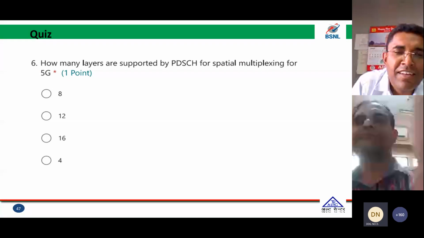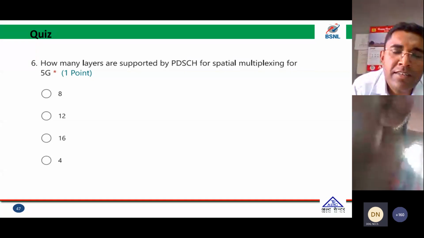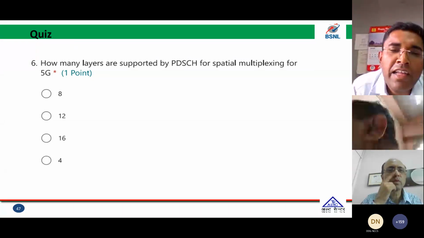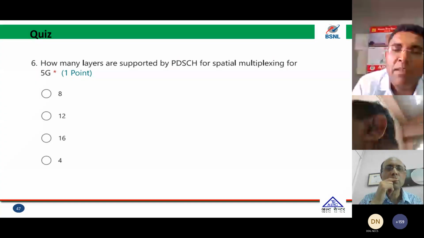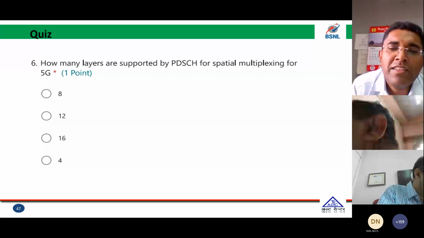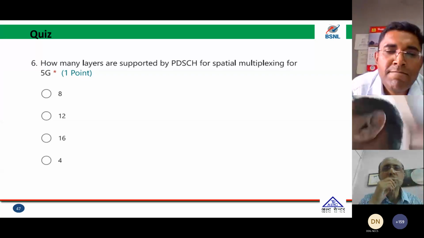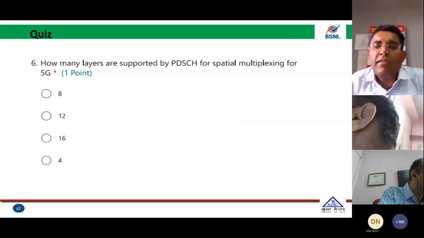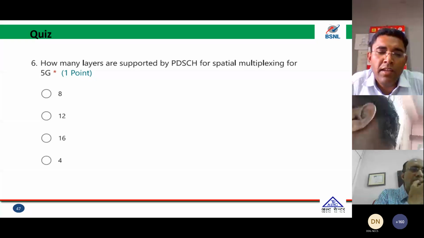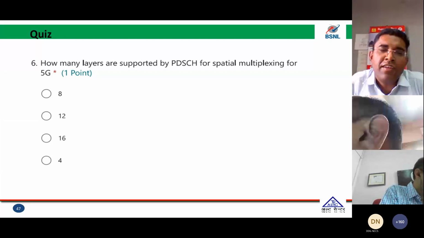Thanks, sir. Now there are 2 or 3 quizzes that are also uploaded in that assignment. How many layers are supported by PDSCH for spatial multiplexing for 5G? PDSCH is what, uplink channel or downlink channel? It is a downlink channel. That's the physical downlink shared channel. What is the number of spatial multiplexing layers defined in the initial version of 5G? 16 is the correct answer.